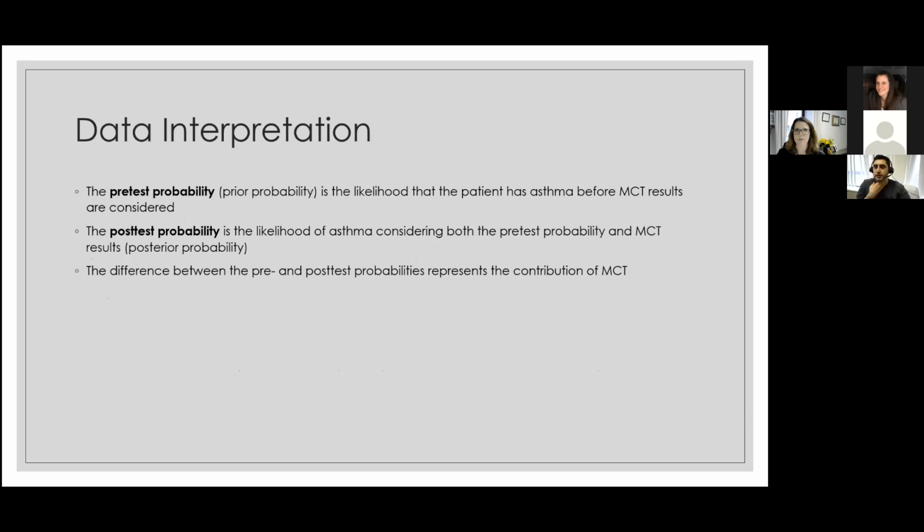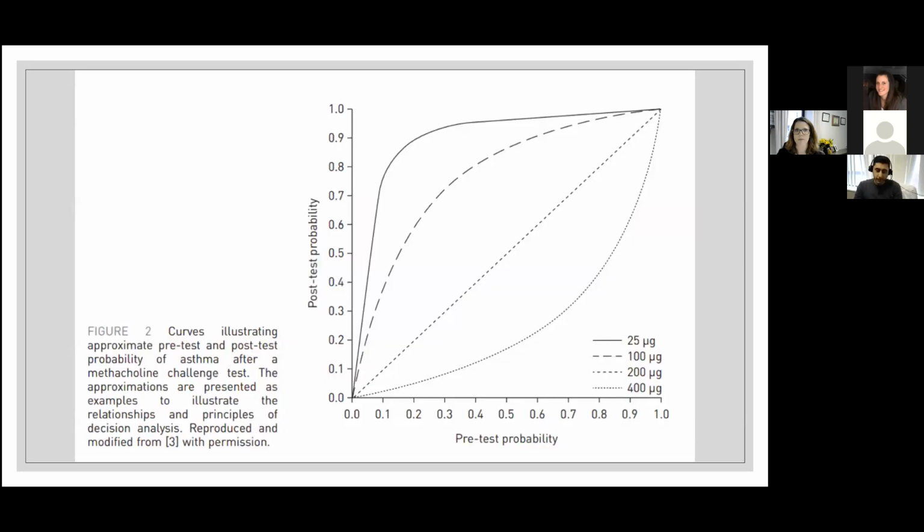So the pretest probability, or the prior probability, is the likelihood that the patient has asthma before methacholine challenge tests are even considered. The post-test probability is the likelihood of asthma considering both the pretest probability and the methacholine challenge test results. And the difference between the two represents the contribution of the methacholine challenge. I like this graph they provided from the European Respiratory Society. On the x-axis, it lists the pretest probability, and the y-axis, the post-test probability. Each line represents a different PD20. They're using PD in this case.